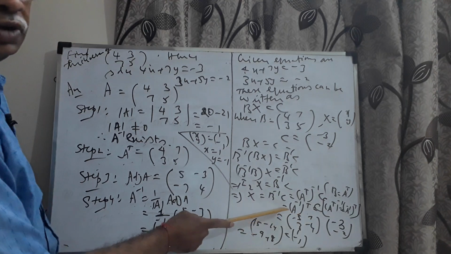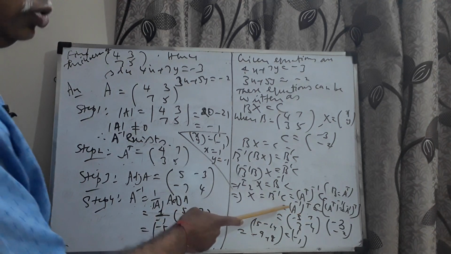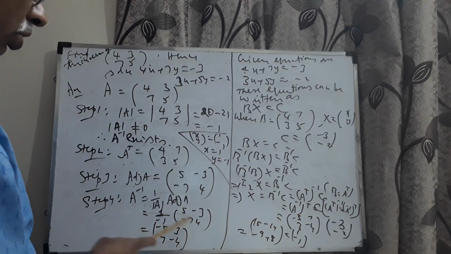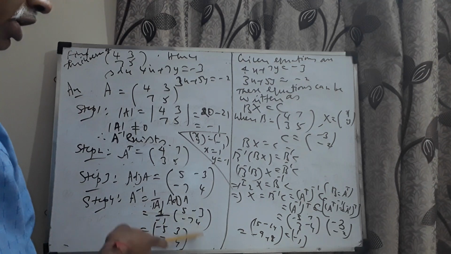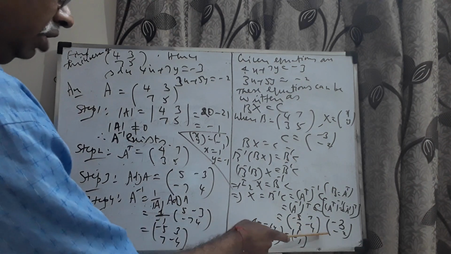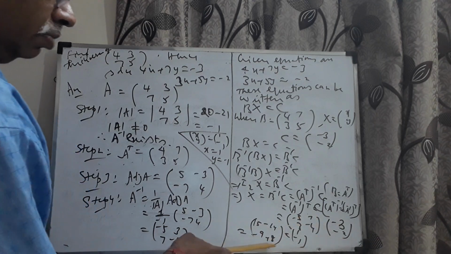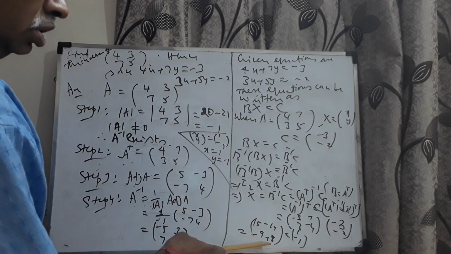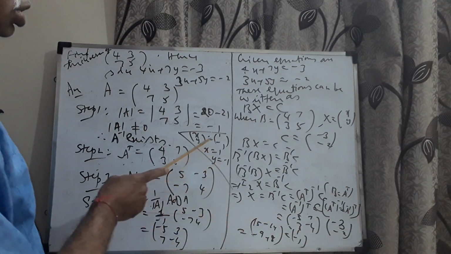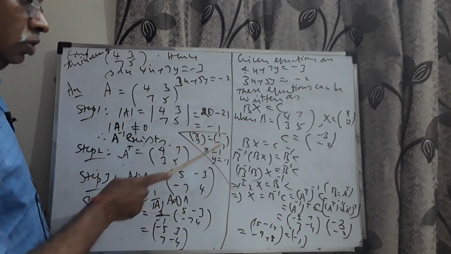You should not find the inverse again here. You will be losing marks in your board examination. Therefore, it's the transpose of the inverse already obtained. Minus 5, 7, 3, minus 4 into this much. 15 minus 14, here minus 9 plus 8. 15 minus 14 is 1, minus 9 plus 8 is minus 1. For xy is 1, minus 1, x is equal to 1, y is equal to minus 1.